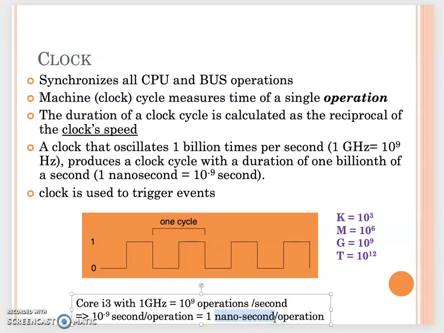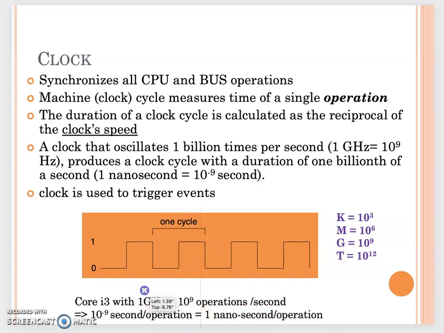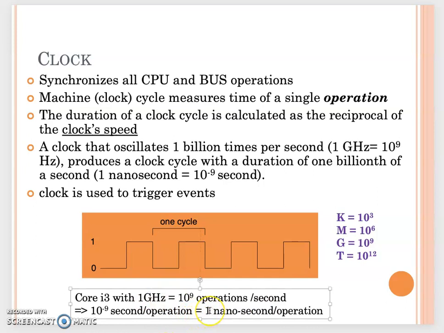So whenever you know the speed of your CPU, you also can calculate your clock duration. You just need to flip your speed, converting hertz to operations per second. Then the clock time means how much time each operation will take. So each operation is just 1 nanosecond. 1 nanosecond means 10 to the negative 9th power second. Each operation needs to follow that.